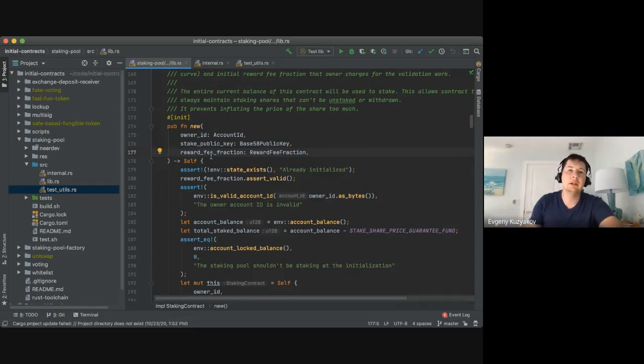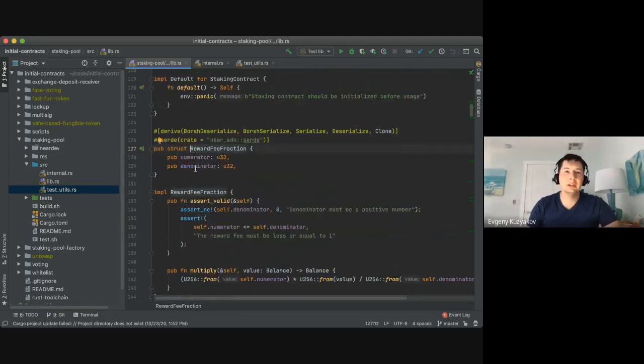And finally, the third argument that the contract takes is the initial reward fee fraction. So this is the commission that the owner of the staking pool takes for running the validator node. And this is a fraction that has a numerator and denominator. And it allows you to basically say, for example, I take 1% of the rewards for running this particular pool.